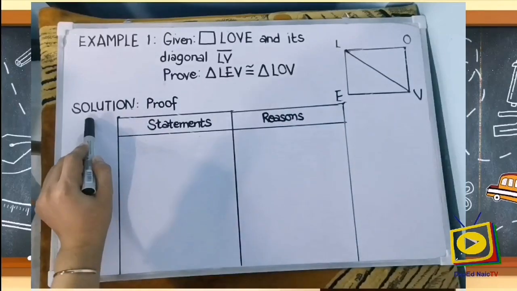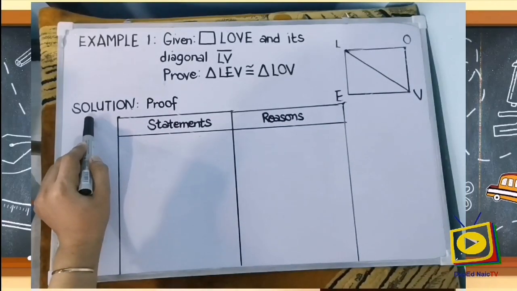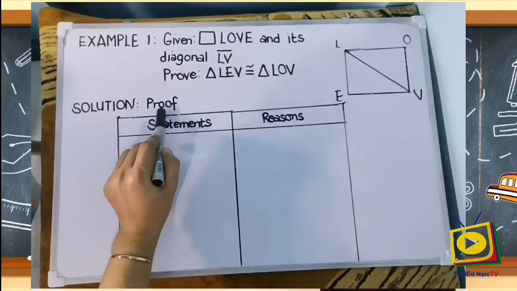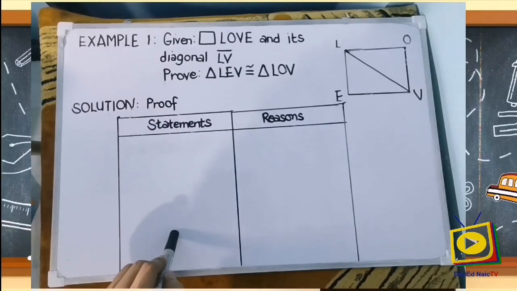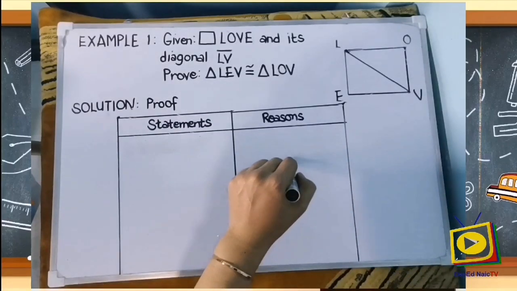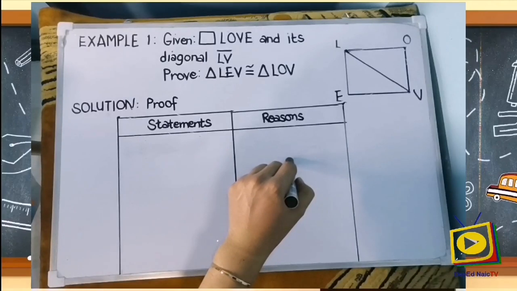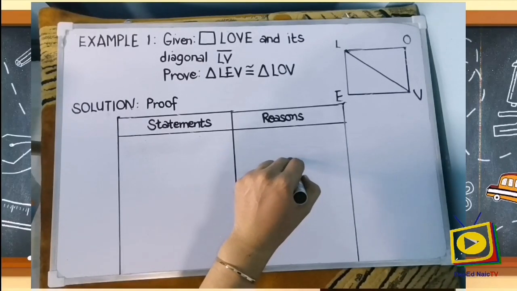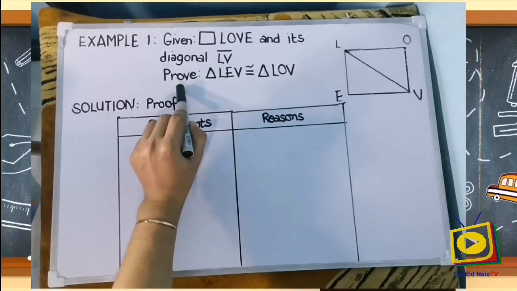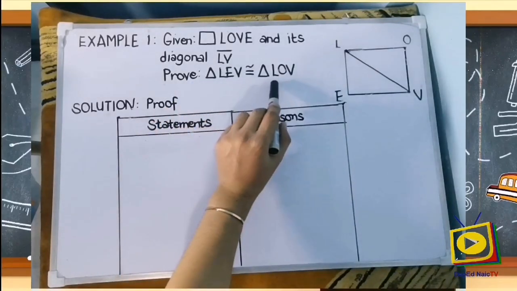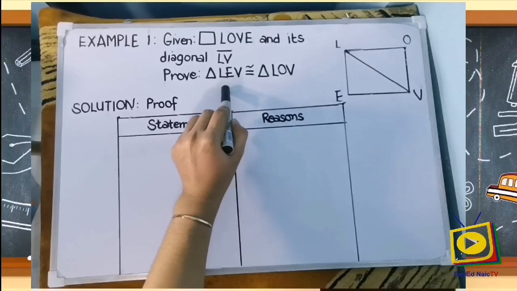So for our solution, in proving triangle congruence, we are going to make a two-column proof. For the first column, you are going to write all your statements. And for the second column, you are going to write all your reasons. And then at the end of your two-column proof, you need to prove whether the two triangles are congruent by applying the postulate.